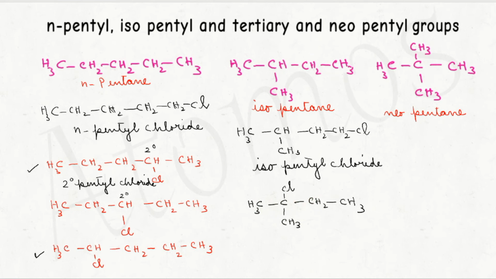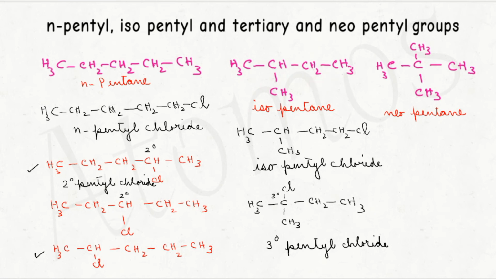So this one will be tertiary. Okay, so what will be the common name of this compound? Tertiary pentyl chloride. It's so easy, right? Now a question will come to mind: what about if chlorine is attached to this carbon and this carbon atom? That time we won't be using any common name. That time you will have to go for the IUPAC name only.